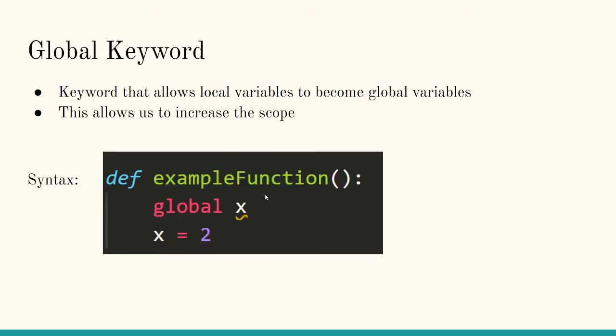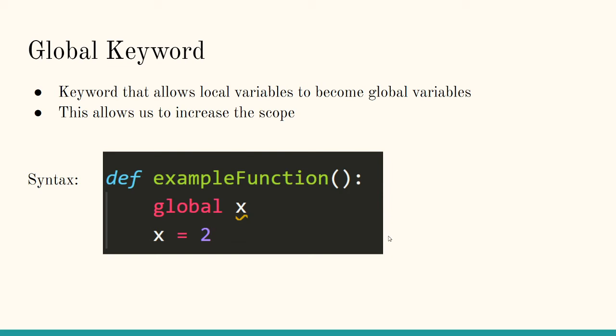So Python has a keyword. It is called the global keyword. This global keyword allows local variables to become global variables. That increases the scope, and it can be very useful if we're trying to do large tasks and we want to start splitting them up into various functions. Because right now, here we have example function, and we declared a global variable x. So now what we can do is we can make another function and we can use x, and x will still be equal to 2 in that function.